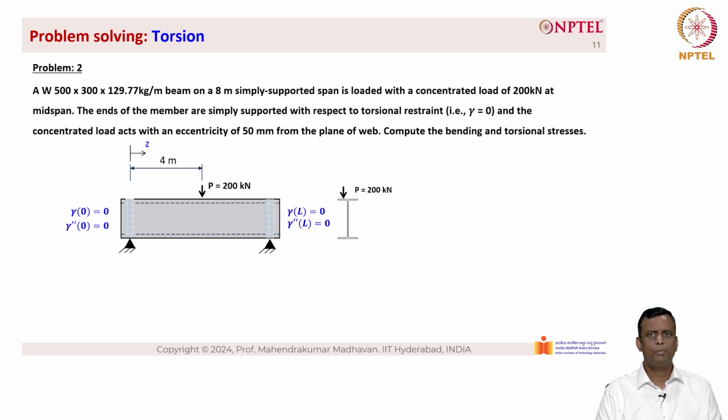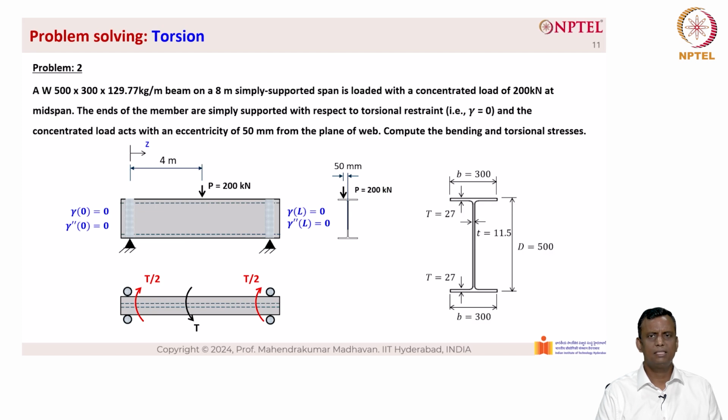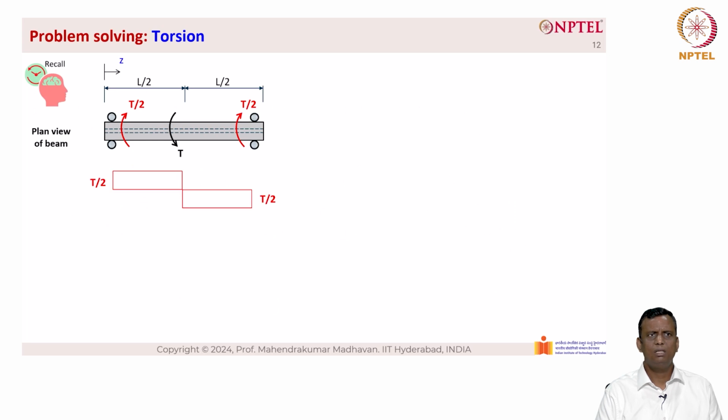So you can see from the picture on the right hand side, P equal to 200 kilonewton acting eccentrically to the web. The eccentricity is measured as 50 mm, and in the plan view you can see here there is a T happening at the center, and then T by 2 happening at the ends of the beam. The actual dimensions are given here, which is an I section. The width of the I section is 300 mm, the depth of the I section is 500 mm. The thickness of the flanges is 27 mm top and bottom, and the thickness of the web is given as 11.5 mm.